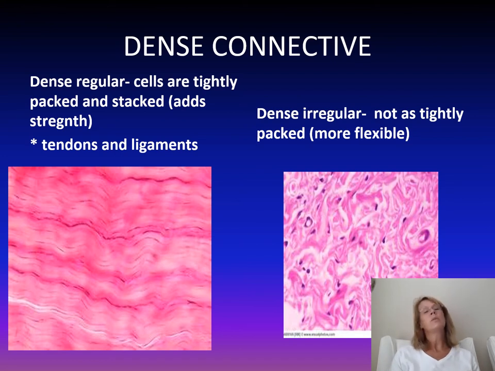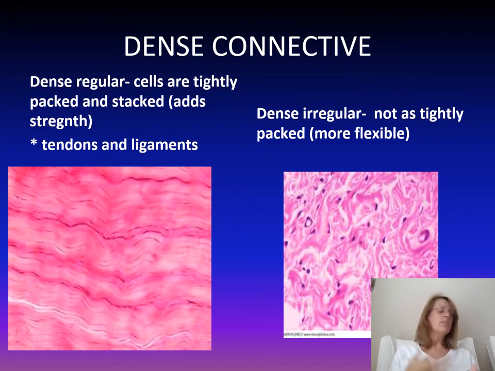I always think of it, growing up, we had this game called pick-up sticks. It was all these really long toothpicks in different colors, and you would actually just take them and drop them on the floor. Some of them would cross over, some of them would lie side by side, some of them would go off in different angles. Well, that's kind of what dense irregular connective tissue looks like.